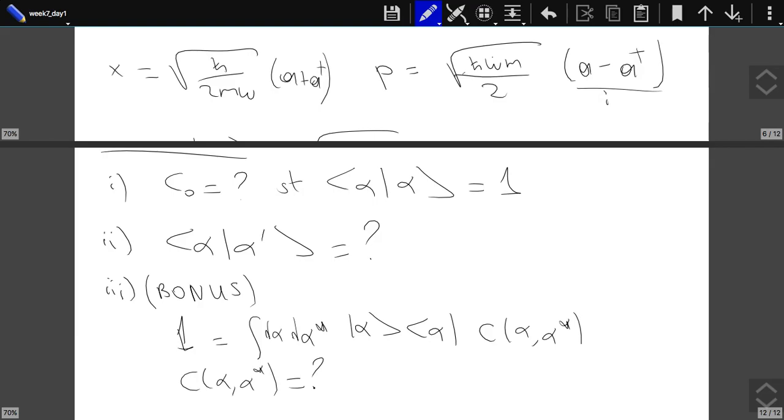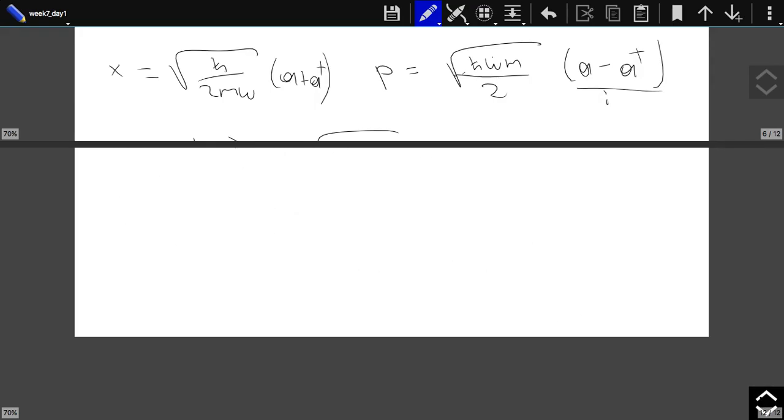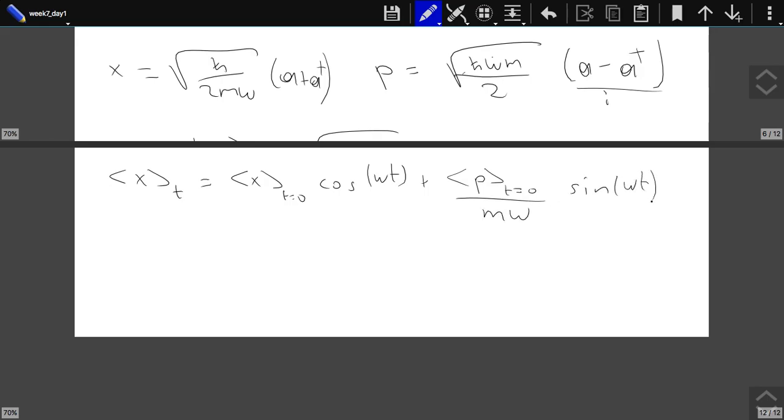But these are the kets that are closest to our classical solutions. You see, we had already proven that the average of x as a function of time was the expectation value of x at time 0 times cosine omega t, plus the average of p at time t equal to 0 over m omega times sine omega t.